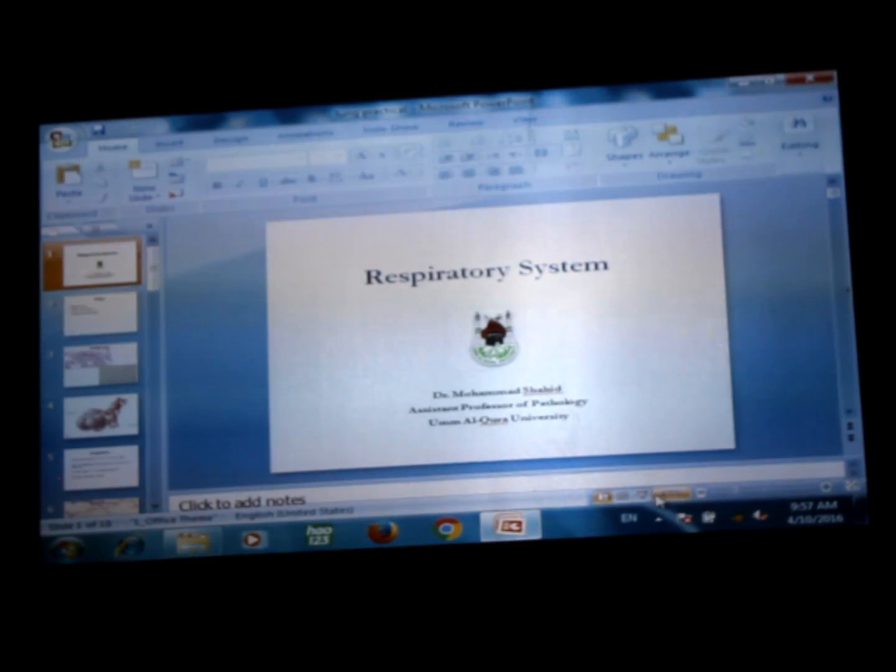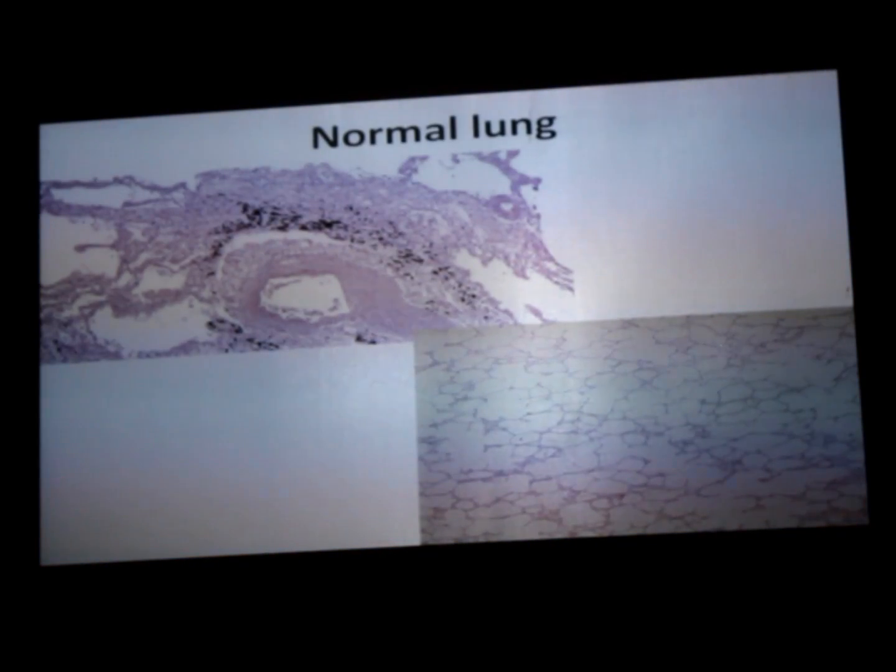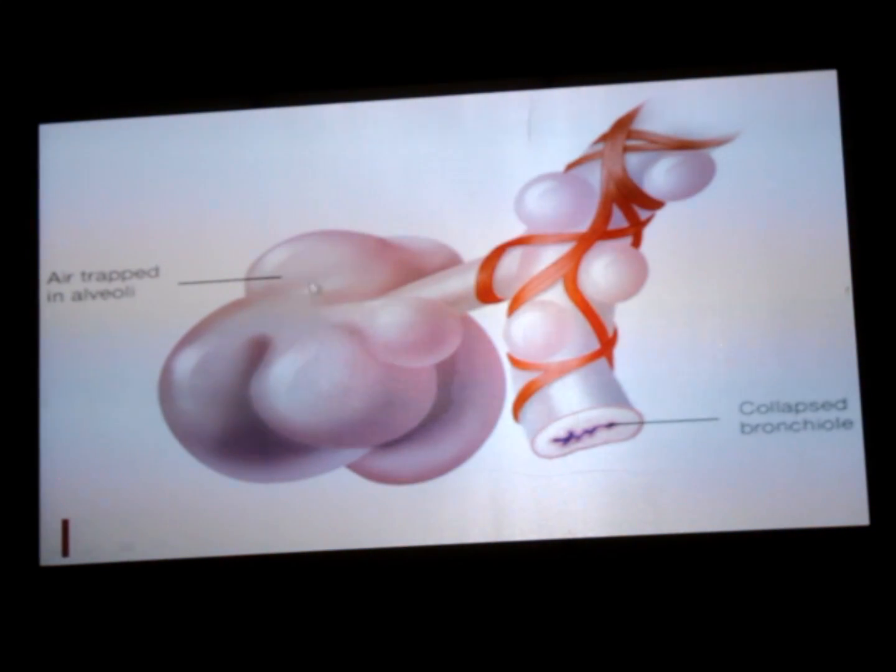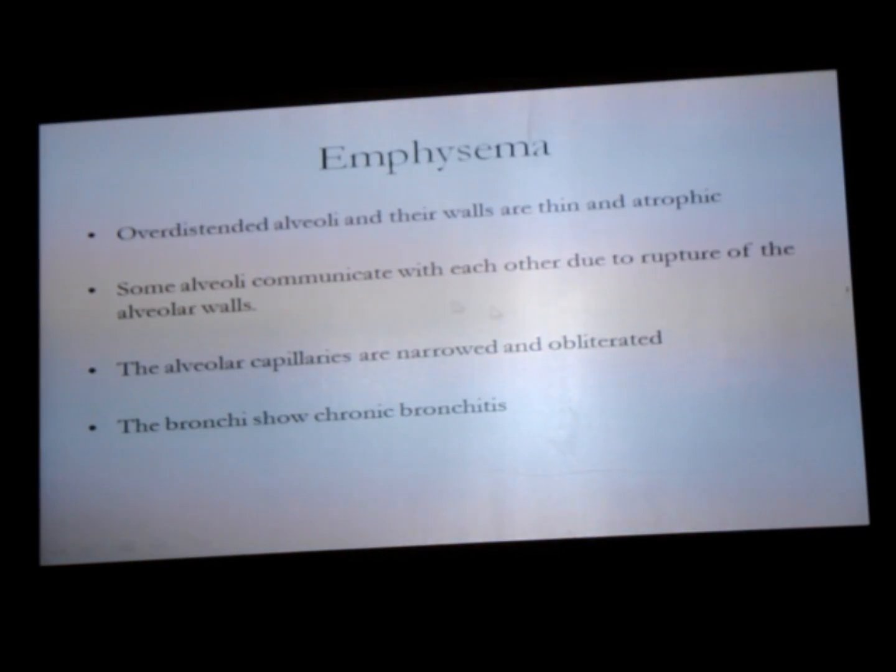Then lungs, emphysema. This is a normal lung. There is some pigment here, normal alveoli. So this is collapse of the bronchioles. This is the alveoli where air is trapped. In this condition, there is over distension of alveoli. Also, there is rupture of the alveoli.